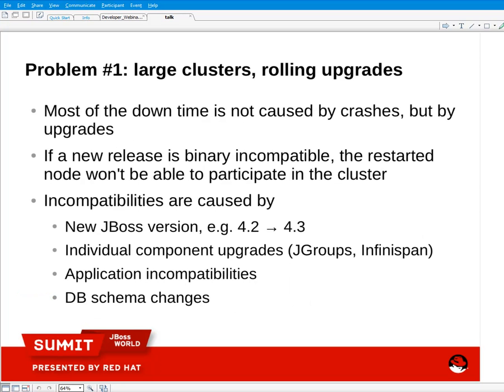Let's focus on the first problem: large clusters and rolling upgrades. So in my experience, most of the time, downtime is not caused by crashes, but by upgrades. You want to upgrade JBoss, for example, from 4.2 to 4.3, and the new release is binary backwards incompatible, then the restarted node won't be able to participate in the cluster.